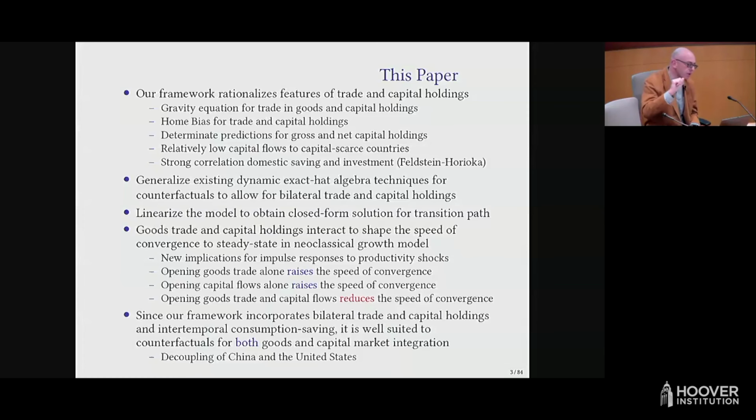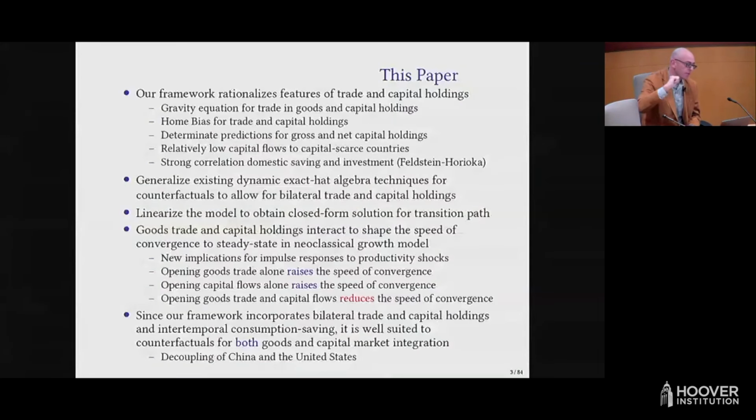So related to your question, there's a so-called Lucas puzzle, which is why does capital not flow from capital-rich countries to capital-scarce countries? We'll have something to say about that. There's actually a force in our model that partially explains why we don't see those flows to arbitrage rate of return differences. But you're absolutely right. We will take the stock of technology as exogenous.